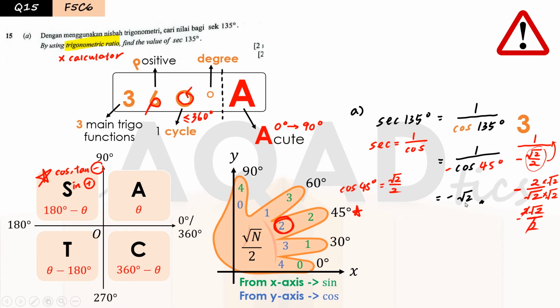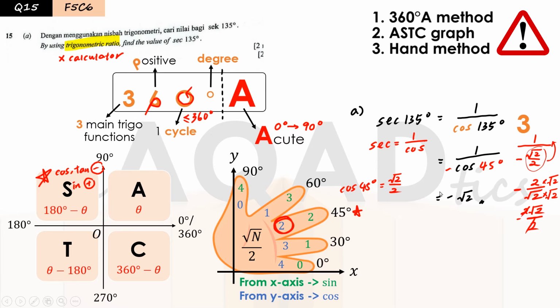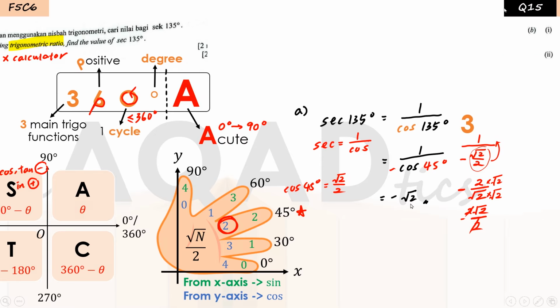So this is how we find out the exact value of this trigo value. Firstly, use the 360 degree A method. And to find the acute angle here, we use ASTC. And if we want to find the exact value, we use the hand method.